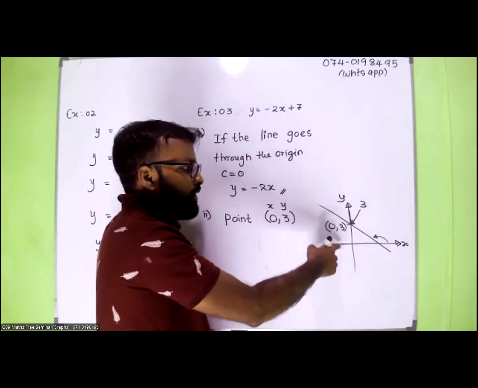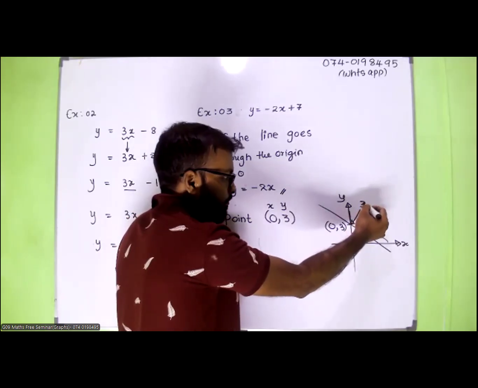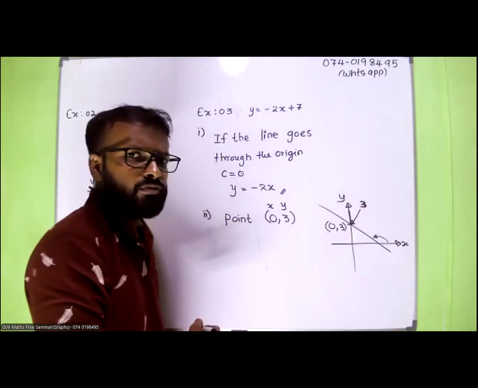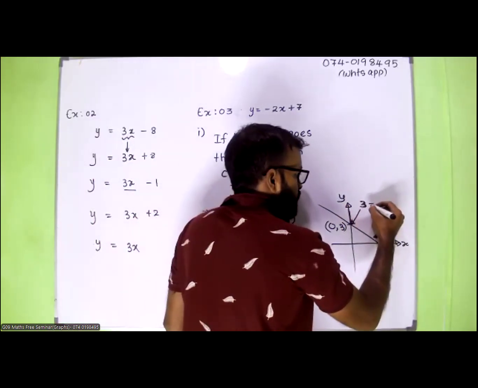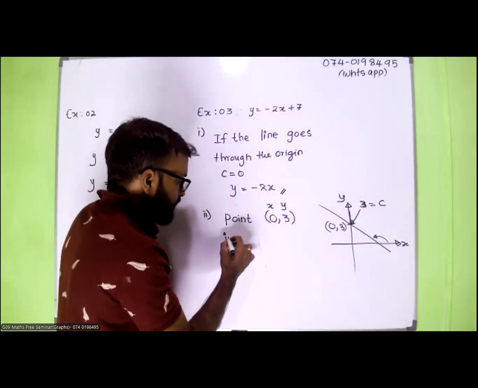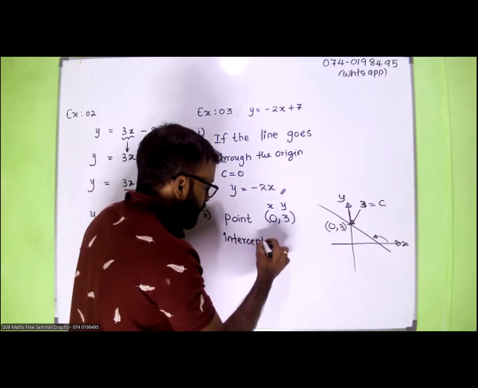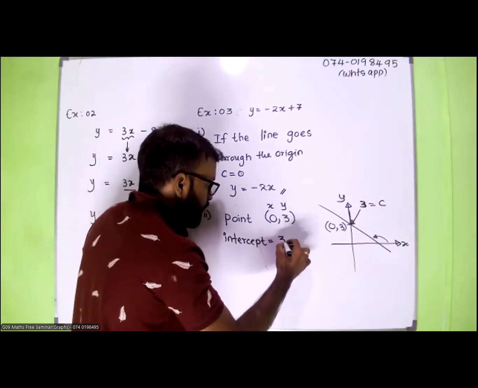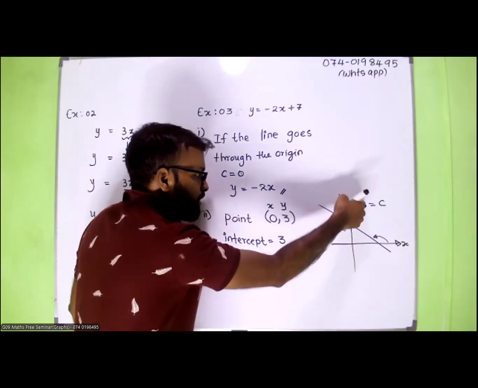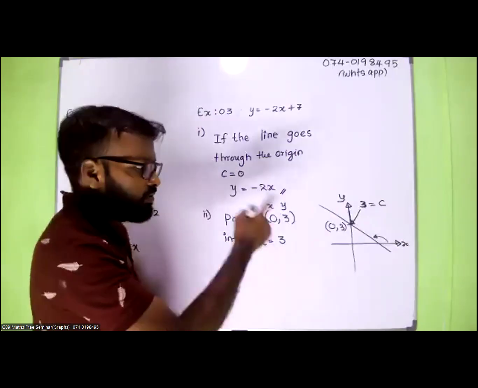The point is on the y-axis, so it crosses through the 3. What is the meaning of 3? 3 is equal to c. C means intercept, so the intercept is equal to 3, because it is the y coordinate, meaning (0, 3). This graph goes through the c, right? Or 3. C equals 3.